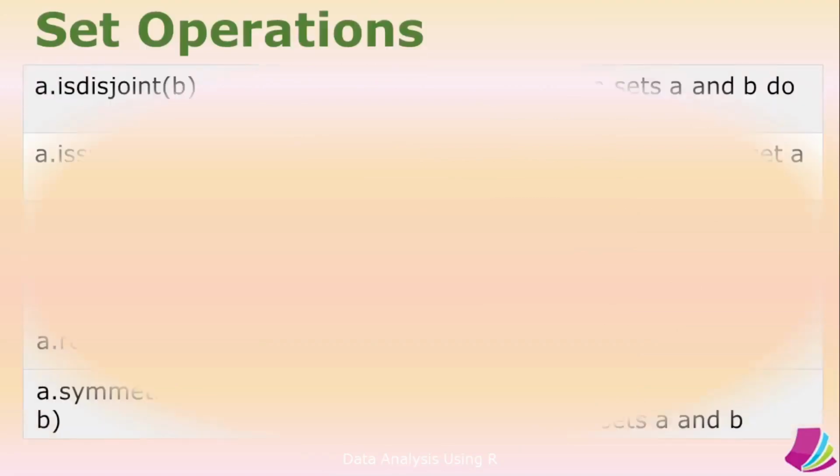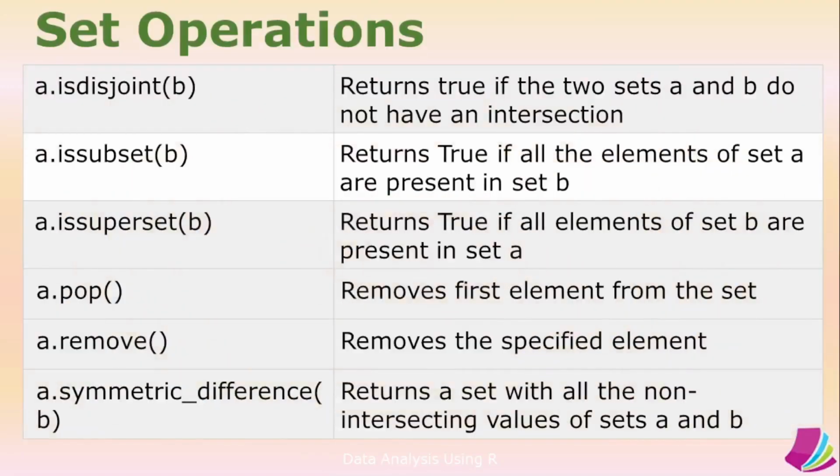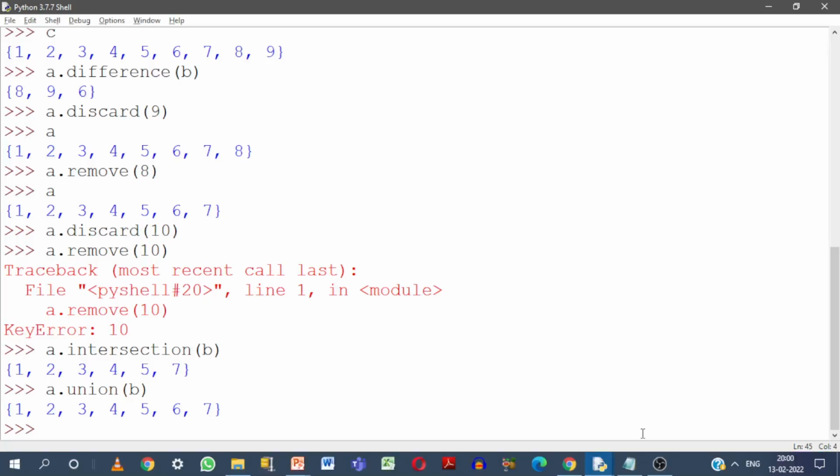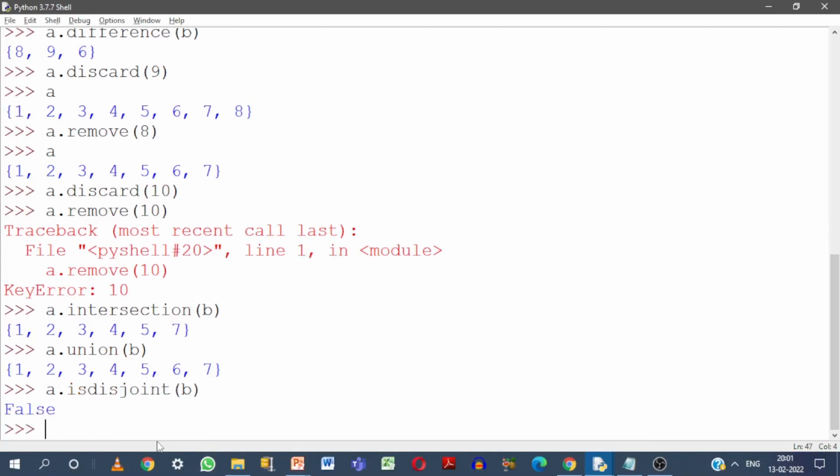So continuing further, the next operation is disjoint. It returns true if two sets A and B do not have an intersection. So in our case, A and B both have an intersection and they have 6 common elements. So if I use A dot is disjoint function, it will throw false. There you go. So false, because we have intersecting elements. Only if there are no elements common to both the sets, only then this will throw true.